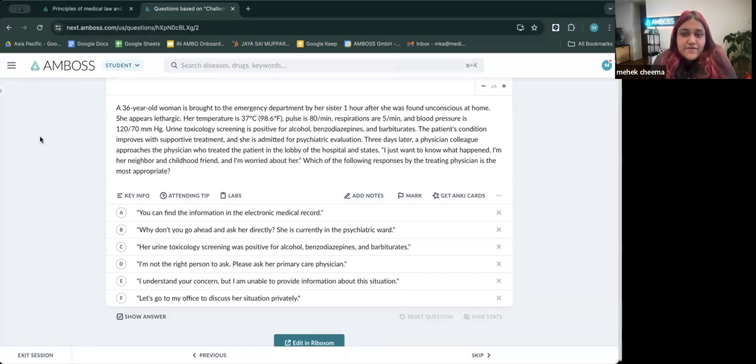3 days later, a physician colleague approaches the physician who treated the patient in the lobby of the hospital and states, "I just want to know what happened. I'm her neighbor and childhood friend, and I'm worried about her." Which of the following responses by the treating physician is the most appropriate?